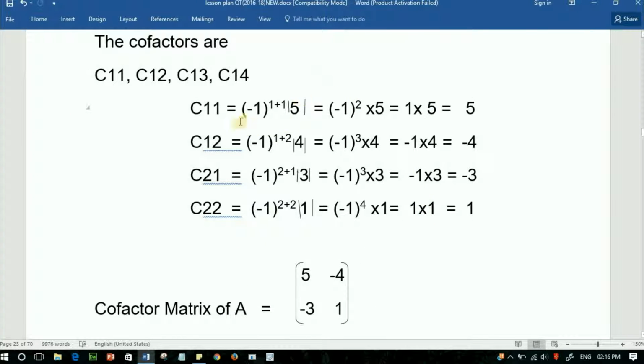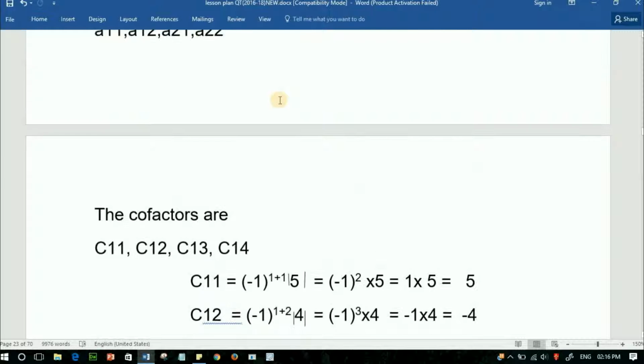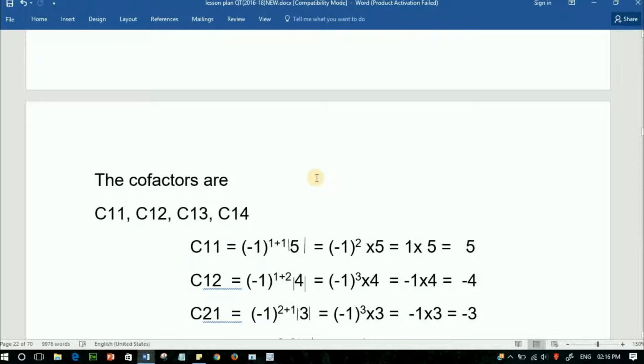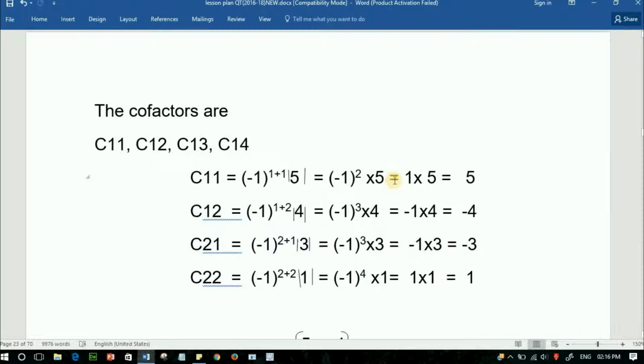C11 is equal to minus 1 raised to 1 plus 1, and suppressing the row and column containing 1, the remaining subdeterminant is the determinant 5. That is equal to minus 1 the whole squared into 5, that is equal to 1 into 5, that is equal to 5.